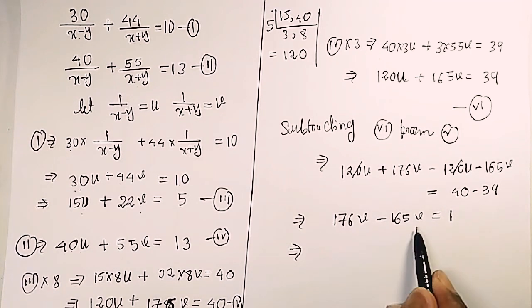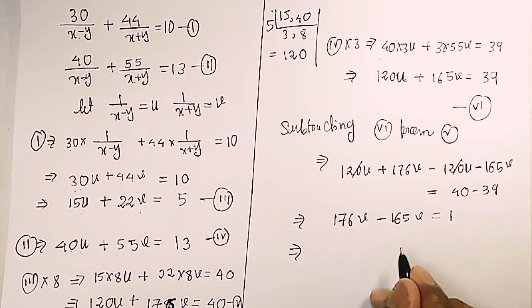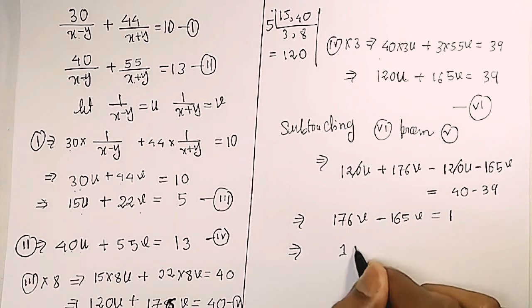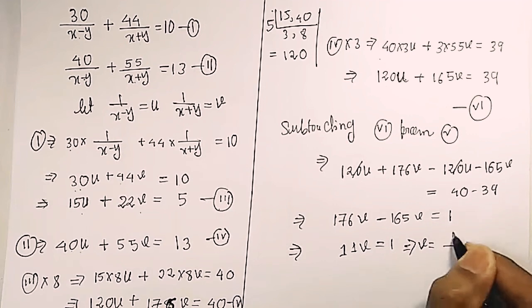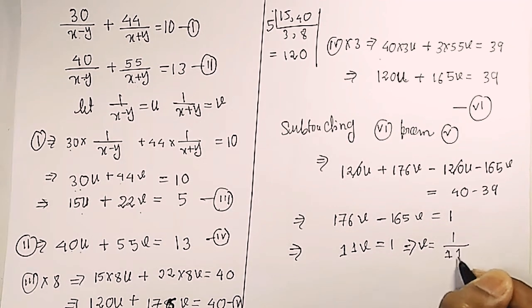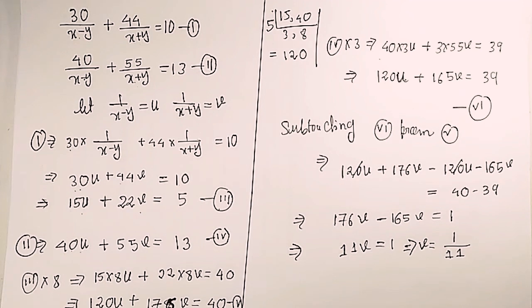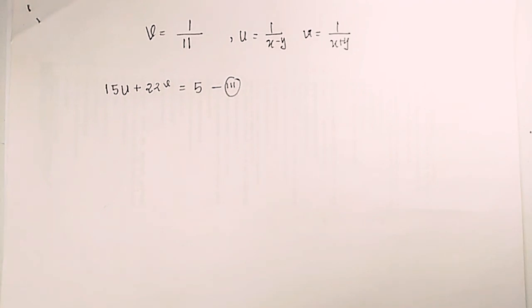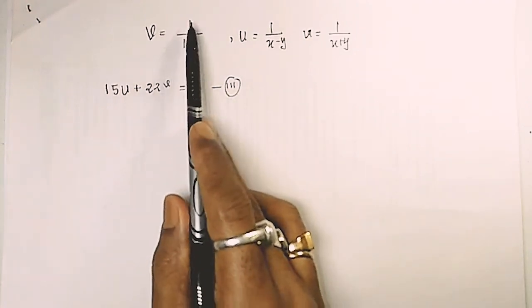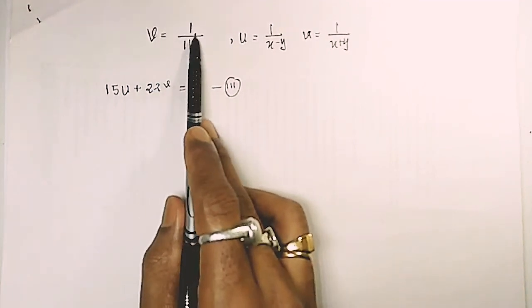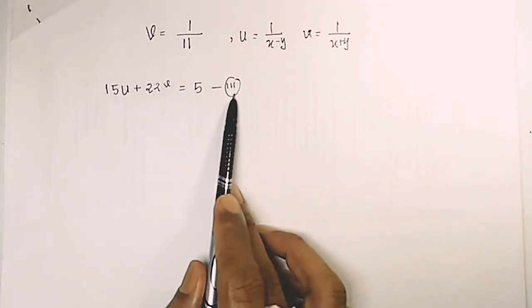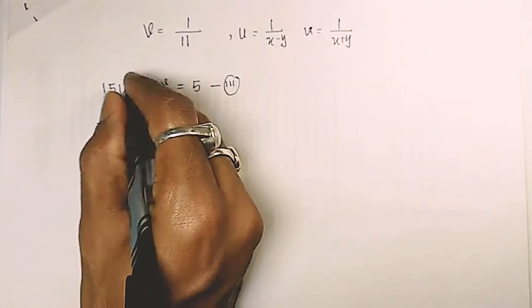So 176v minus 165v will be 11v equals 1, which implies v equals 1 by 11. So in the previous step we got v equals 1 by 11. This value of v, 1 by 11, we need to substitute in equation 3. This was equation 3.